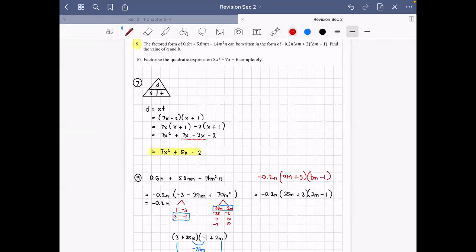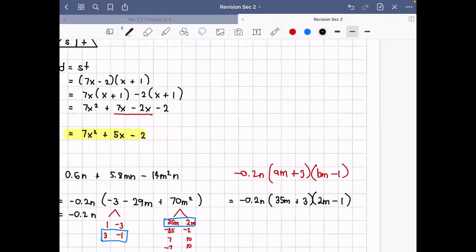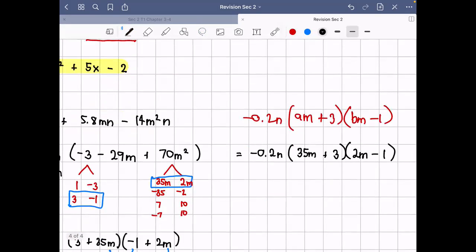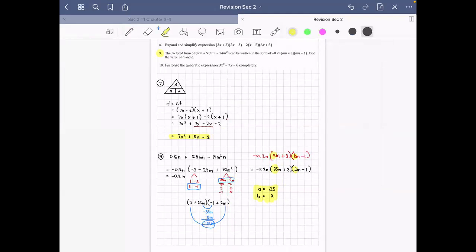The question here is, what is the value of a and b? So what is a and b, class? What is a? So a is this, right? This is a, 35. A is 35. How about b? B is 2. So that's your answer, class. A is 35, b is 2. That's for number 9.